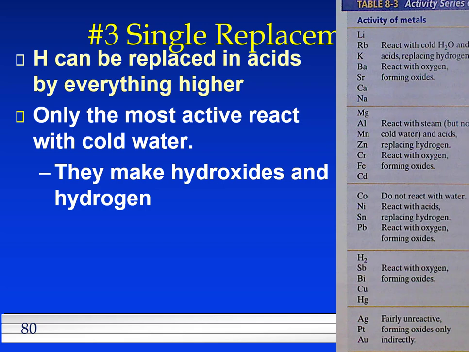How come lithium and sodium and potassium are super reactive and hydrogen won't react? Because of the charge on the nucleus. When lithium has a 1+ charge, it's got a 3+ nucleus. It's all about charge on the nucleus and stability.